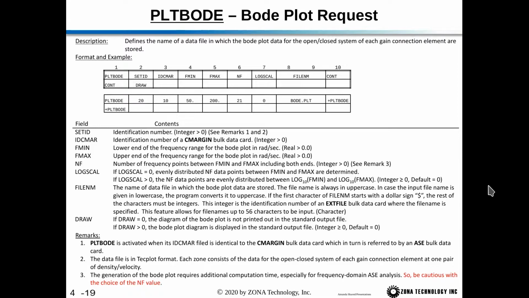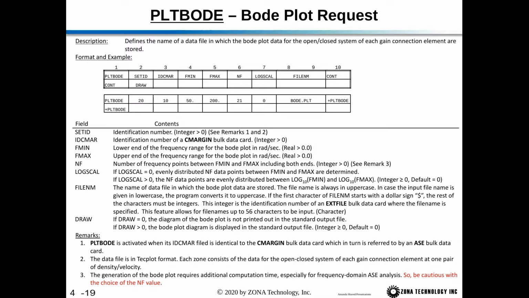The PLTBODE card requests the Bode plot output. So we have an ID number. Next, IDCMAR is the identification number of a CMARGIN bulk data card. FMIN is the lower end of the frequency range for the Bode plot in radians per second. FMAX is the upper end of the frequency range for the Bode plot in radians per second. NF is the number of frequency points between FMIN and FMAX, including both ends.